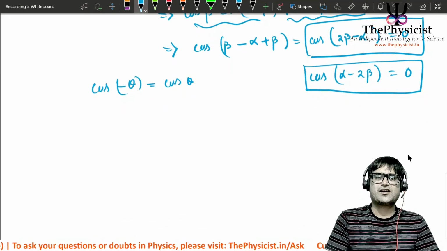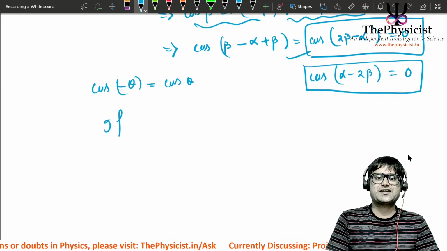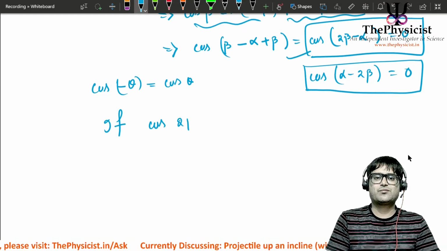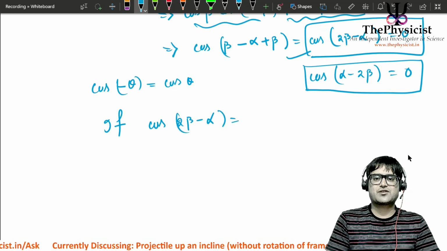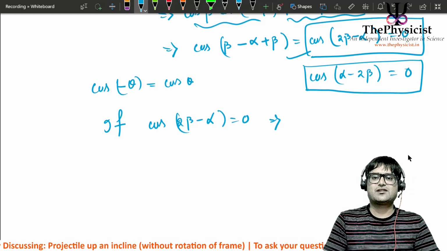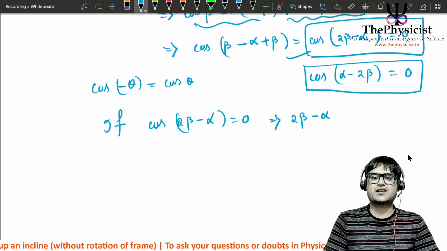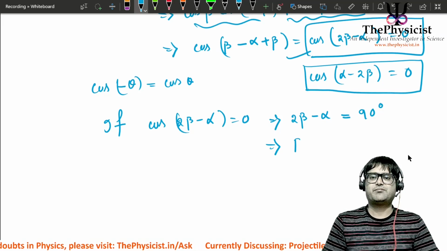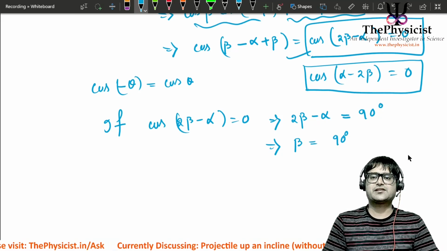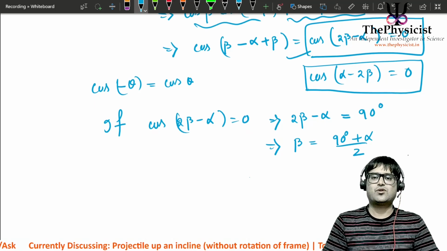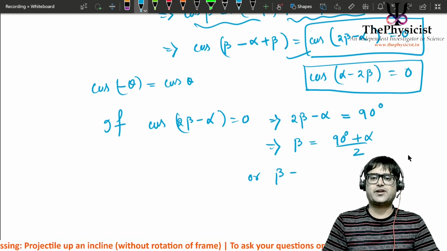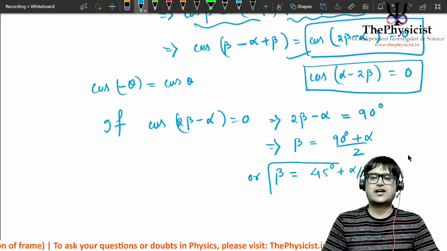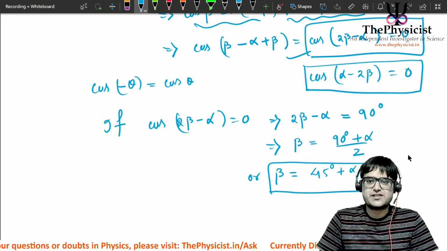Let's see how. If I say cosine of 2 beta minus alpha is equal to 0, then 2 beta minus alpha will be 90 degrees. That means beta would be 90 degrees plus alpha by 2, or beta would be 45 degrees plus alpha by 2. So that's the condition for the maximum range down the incline.